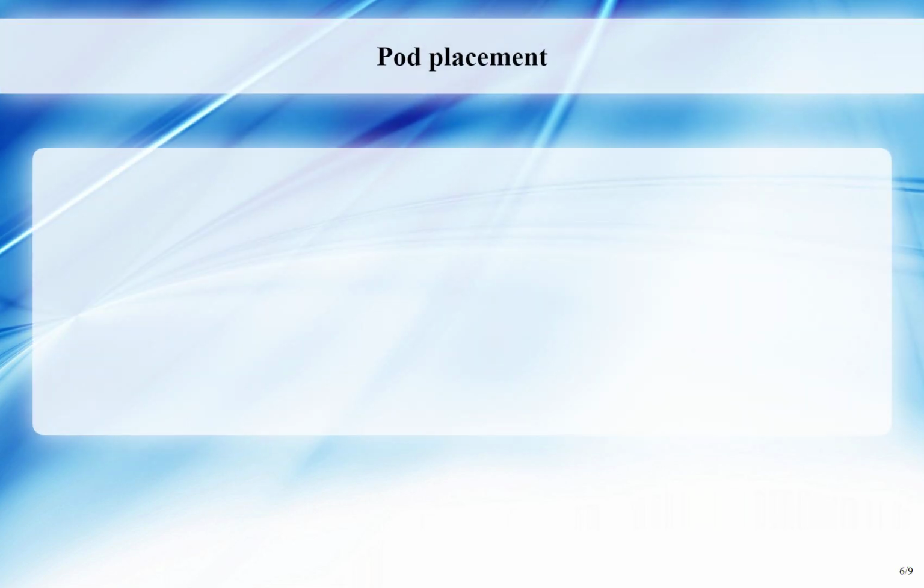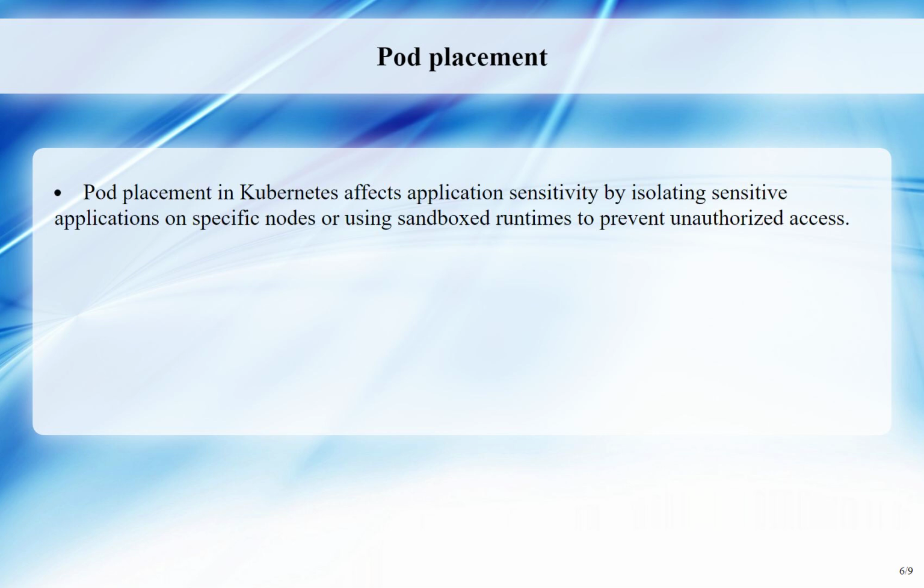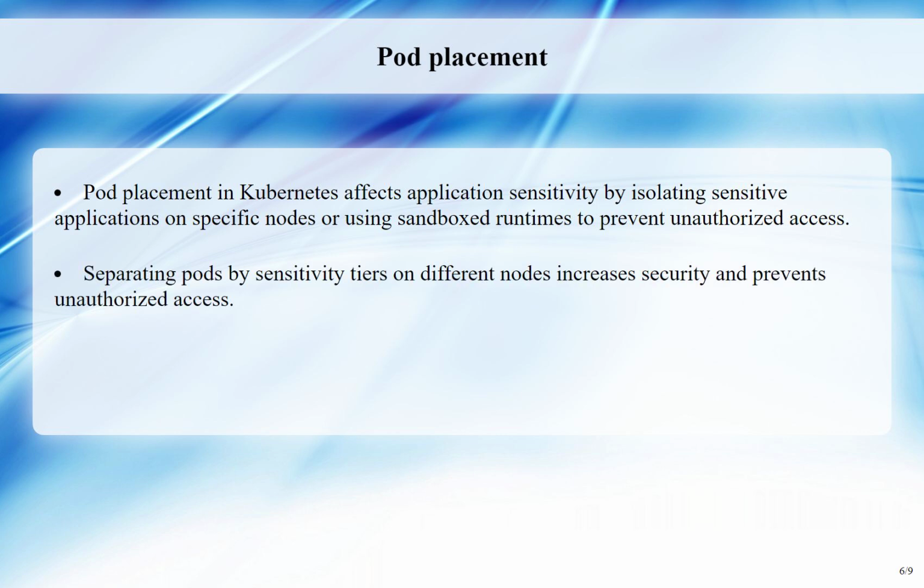Pod placement. Pod placement is important in managing the sensitivity of applications within a Kubernetes cluster. Sensitive applications are isolated on specific nodes or run with sandboxed runtimes to prevent unauthorized access. It is recommended to deploy pods of different sensitivity tiers on separate nodes to prevent potential security breaches. Node isolation helps prevent application container breakouts and unauthorized access to more sensitive applications.